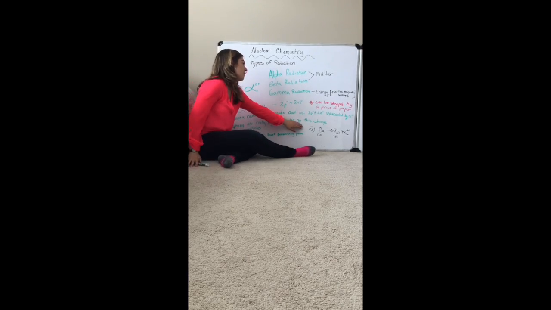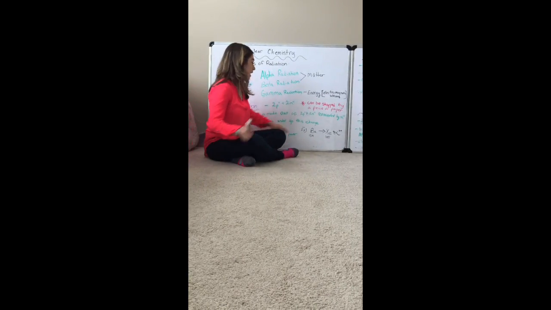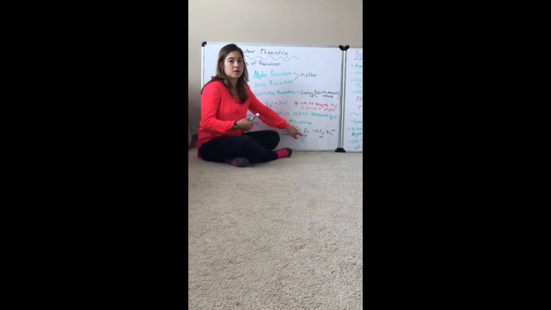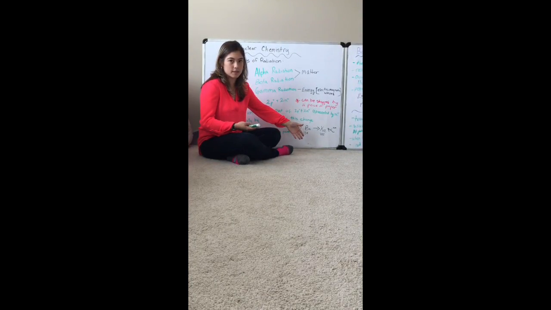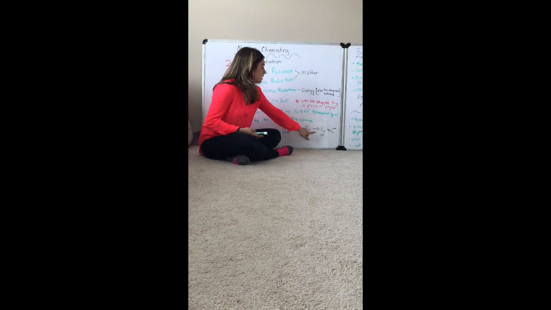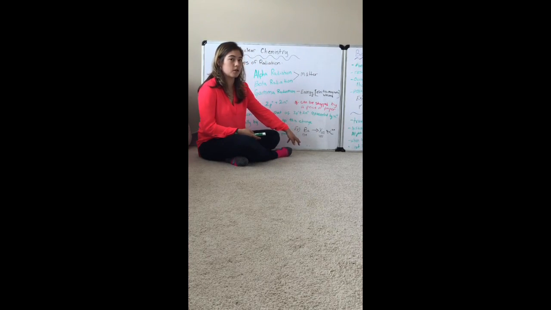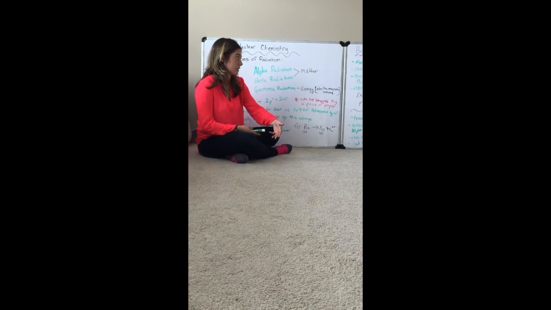So here's an example of an alpha decay. Ba has 139 neutrons and protons. It's the atomic mass. And when it decays, it becomes Xe, which has 135 in total because two protons and two neutrons have left the nucleus.